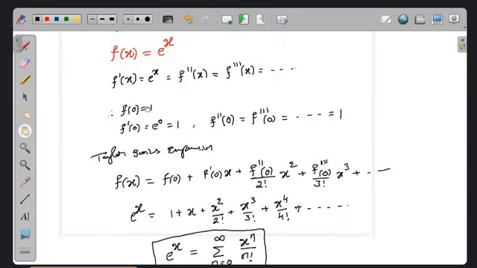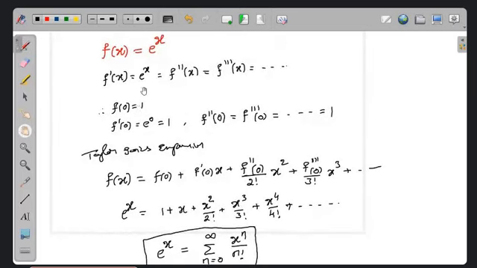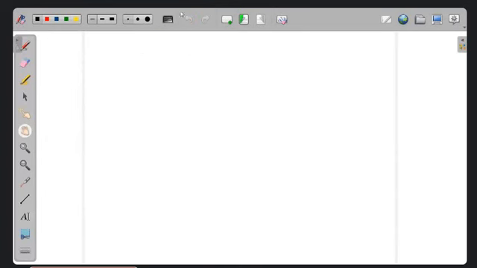So for any function, this is what you need to do. First you list out the derivatives, find the derivatives at zero, and simply substitute everything in this formula. That's it. So let's take one more problem. Maybe let's take f of x equal to cos x. So what is the Taylor series expansion of cos x?